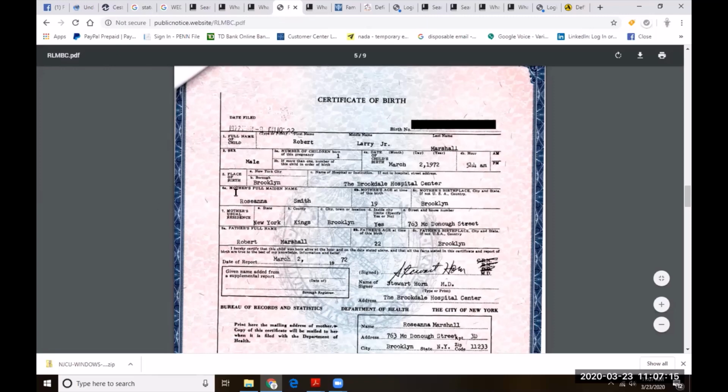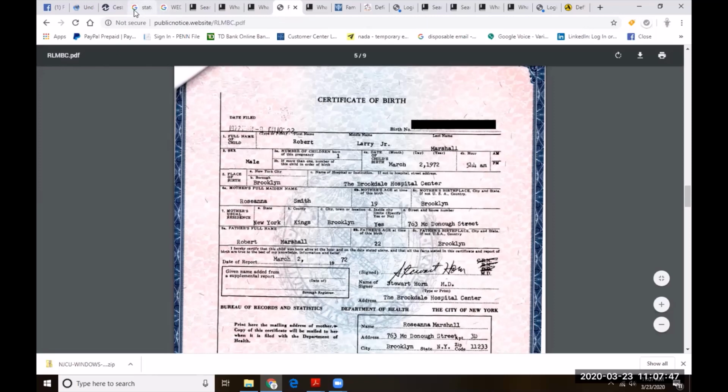The only thing that stands out would be the mother's full maiden name, because my mother was married at this time, on this date. So she should not have been using her maiden name. She should have been using her married name. So to a degree, what they've done was they made a bunch of bastards out of these registrations.